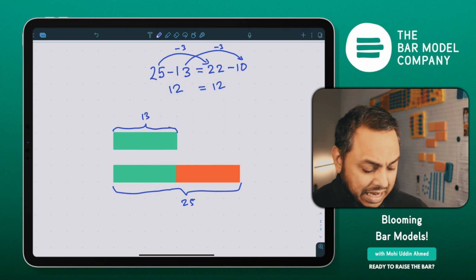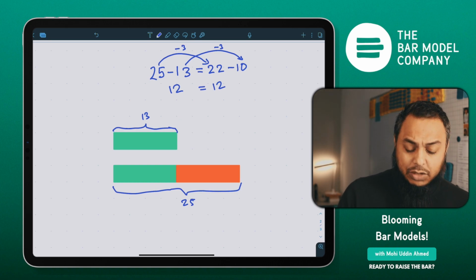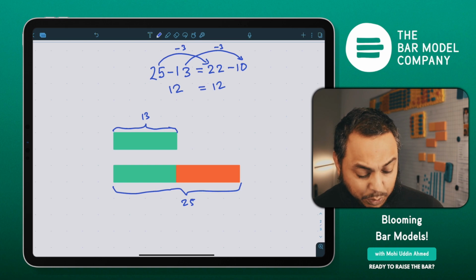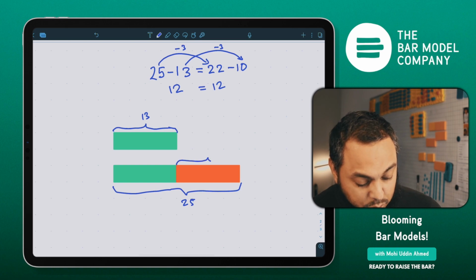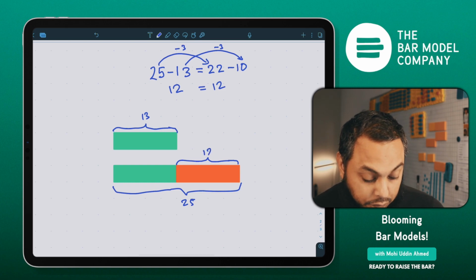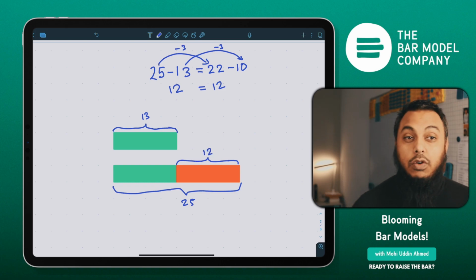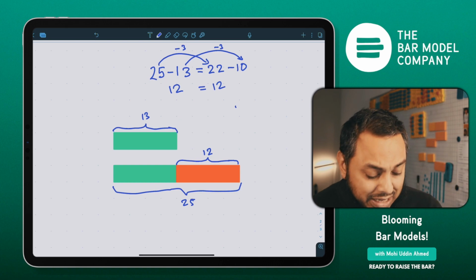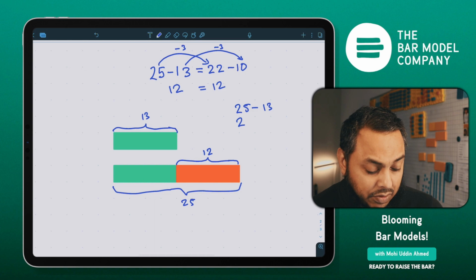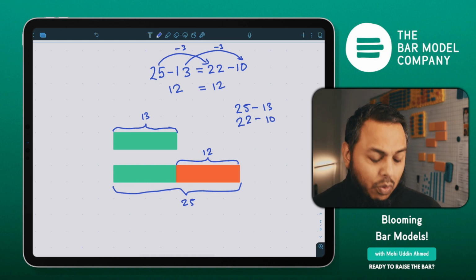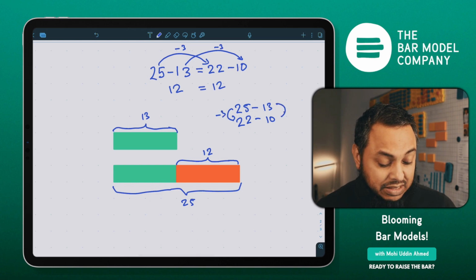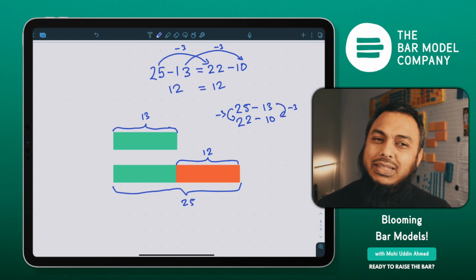Okay, so we've got this extra part here that shows us that 25 is larger than 13, right? But what we're saying is 25 take away 13, the difference between 25 and 13 is here, right? We know that's going to be 12, right? Because 25 take away 13 is 12. Why does 25 take away 13 give us the same answer as 22 take away 10? Why is it that when we subtract 3 from 25 and subtract 3 from 13, why does that work?